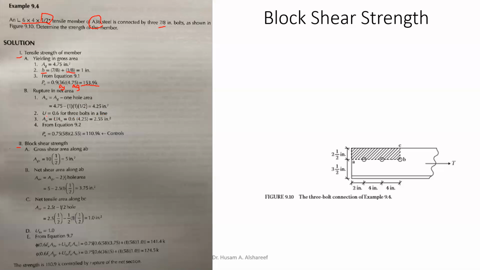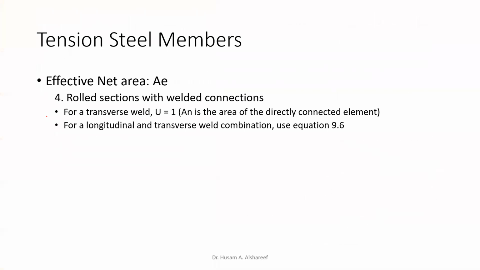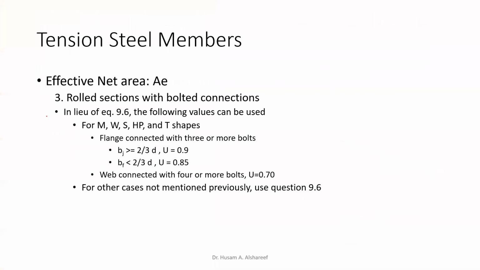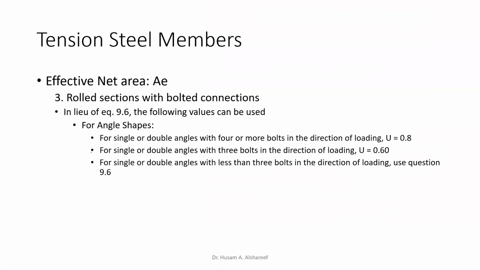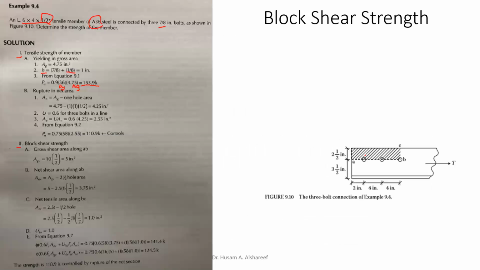Now for the U, that's the shear lag. If you remember from the previous lecture, if I take you back in the slides, right here, this point right here: for single or double angles with 3 bolts in the direction of loading, U equals 0.6. And in our example, we have 3 bolts in the area of the tension. So then our U is 0.6.